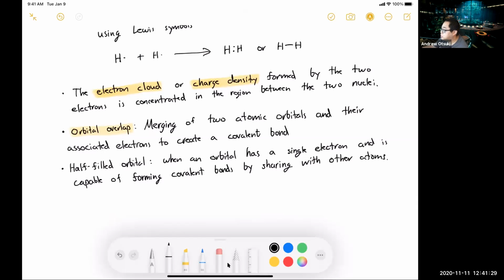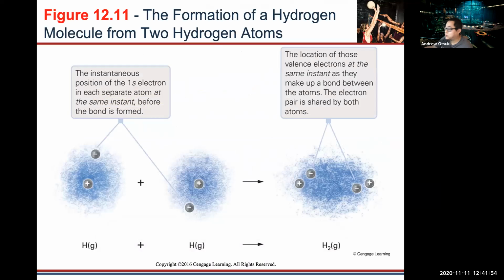So now let's look at how that looks on a schematic. So let's share another picture. Here is the formation of the hydrogen molecule, the reaction we just went over, in fact.